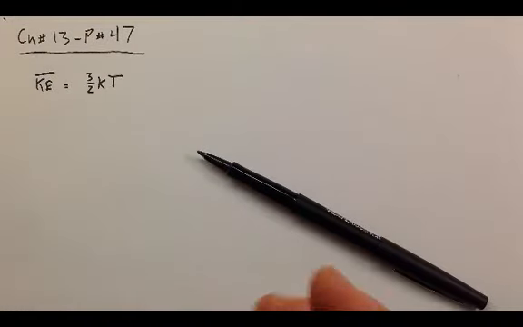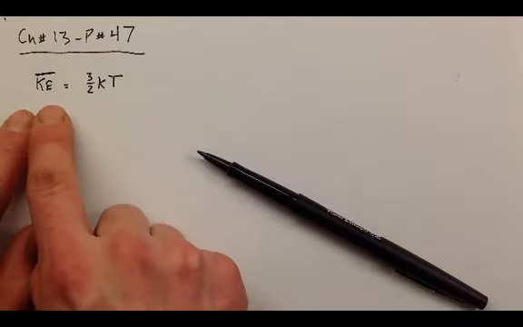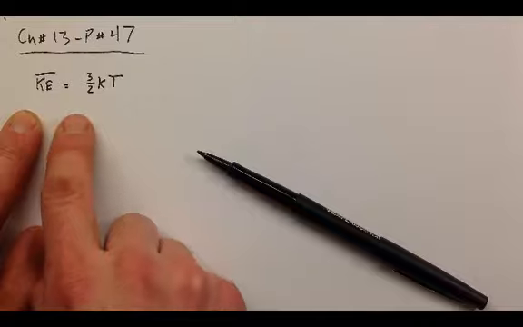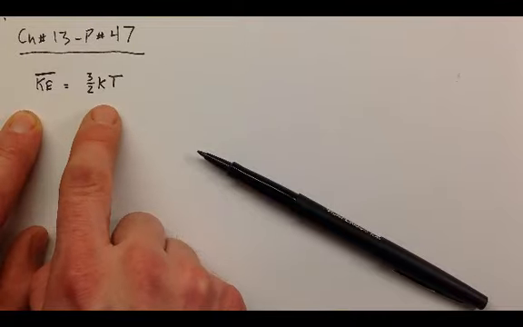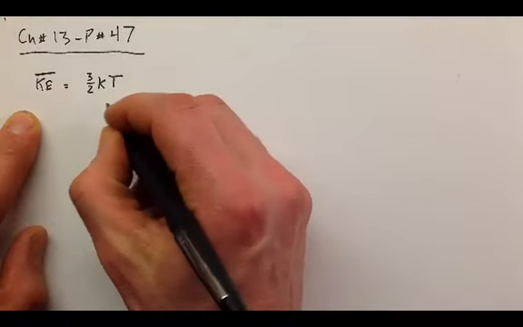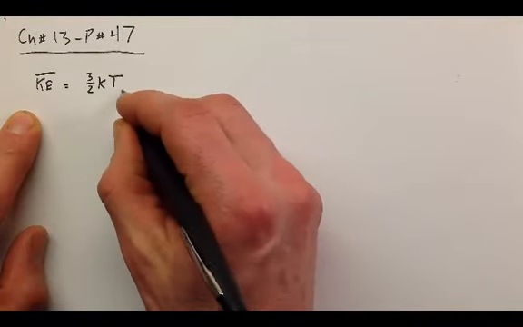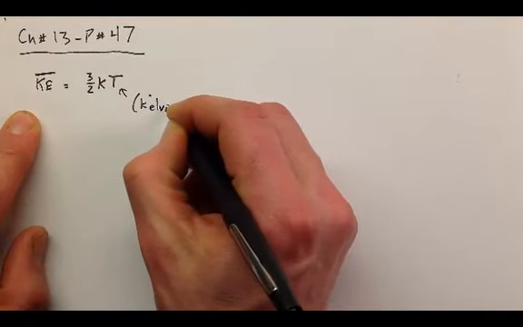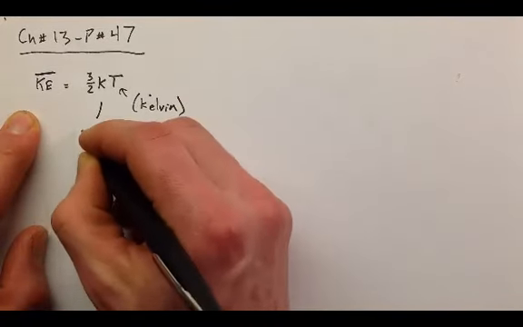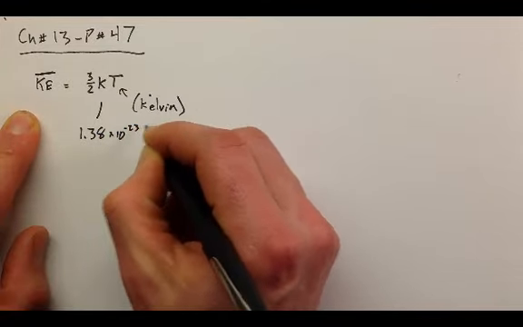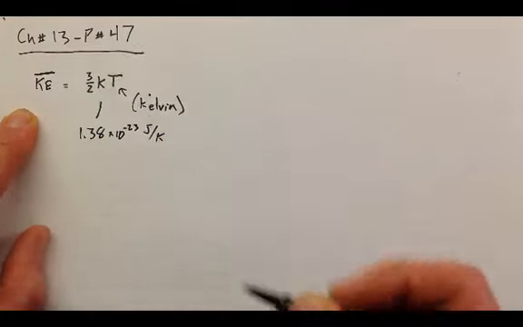The equation says for an ideal gas, the average kinetic energy of one molecule or one atom of the gas is simply equal to 3/2 times Boltzmann's constant times the temperature in Kelvin. Okay? Keep in mind, temperature has to be in Kelvin, right? And Boltzmann's constant, you guys know now, is 1.38 times 10 to the minus 23rd joules per Kelvin.